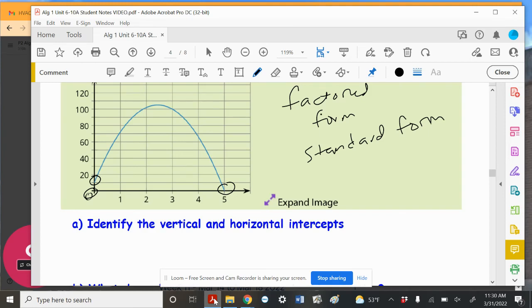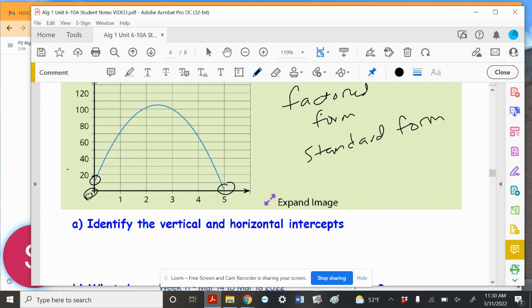To finish out this problem, they want us to identify the vertical and horizontal intercepts. Well, here's the vertical one. Remember that when we're writing vertical intercepts, the x is always going to be 0. So for vertical, x is always 0. For horizontal, y is always 0. So I can identify them just by looking at the graph and by looking at the equation.